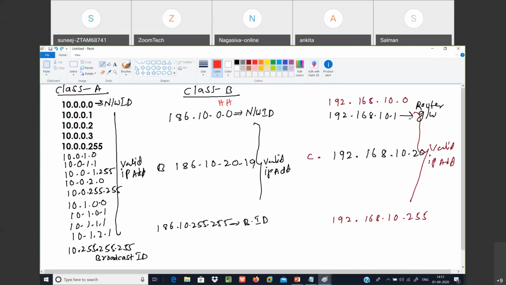For class C also, 192.168.10.20 is a usable address. 192.168.10.0 is a network ID. 192.168.10.255 is what? Broadcast ID. Here the first valid IP address, 192.168.10.1, is the first usable IP address. So generally based on what? Gateway purpose, which is assigned to the router, right?